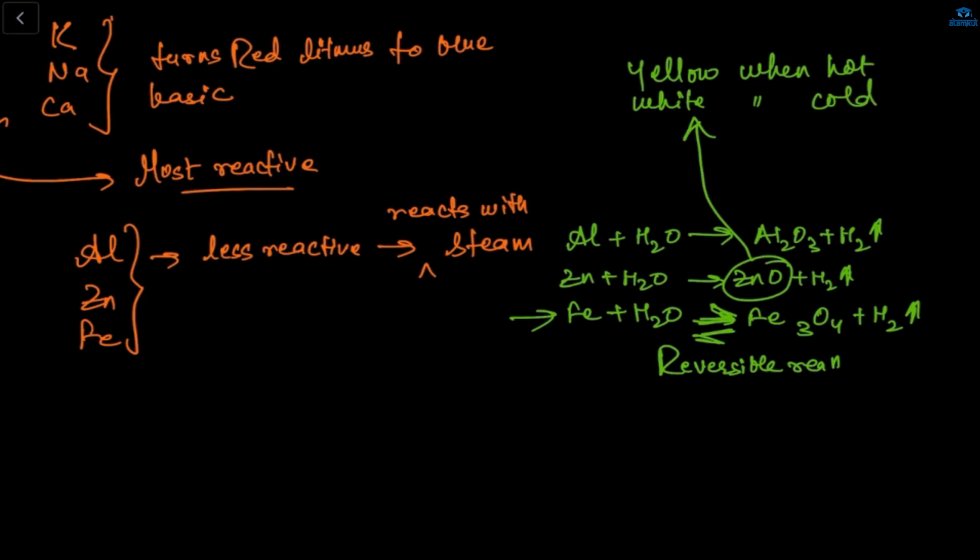Okay, and here ZnO is yellow when hot and white when cold. So if we react this ZnO with hot water, it will turn yellow, and if we react this ZnO with cold water, it will turn white. This is the property of zinc oxide.